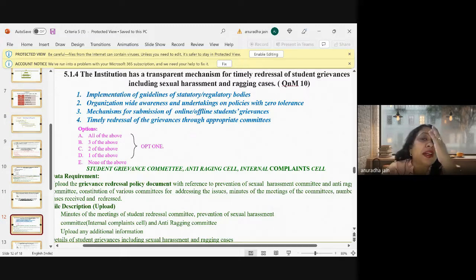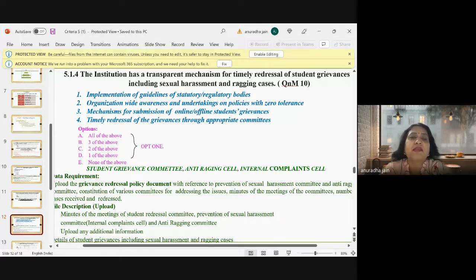The next is mechanism for submission of online and offline grievances. That also you have to provide proof of, like what is the mechanism for submission of the grievance. If it is online, then you should also give the screenshot of the website where the online system has been displayed. Offline, if there is any grievance box or suggestion box kept at the reception, then you also have to give the geotagged photographs of this.